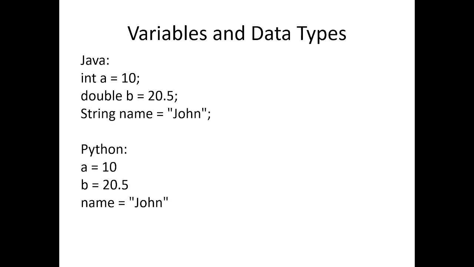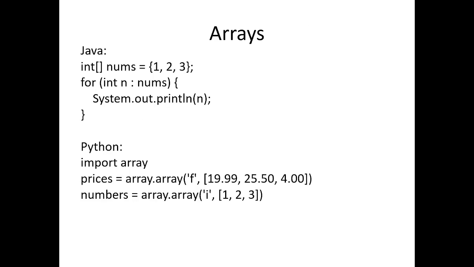So, this is something we can define very easily in Python. But because Java has a set of standard rules and regulations, we need to define everything in a structured way. Let's go to arrays now.